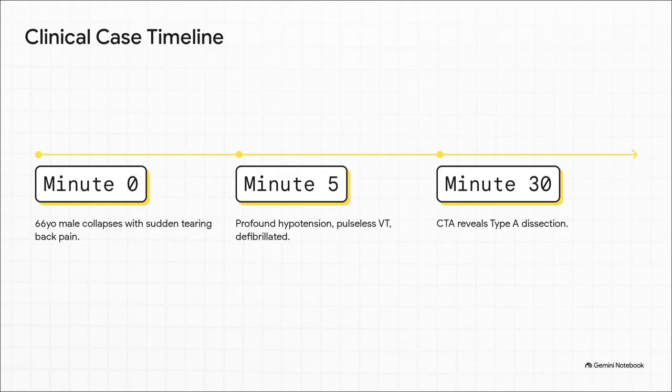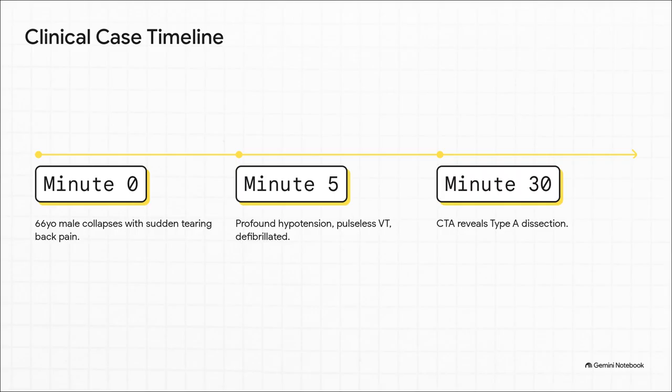Let's say, at minute 0, a 66-year-old male collapses with sudden, tearing mid-scapular back pain. By minute 5 in the ER, he has profound hypotension and slips into a brief episode of Pulseless VT. He's immediately given a high-energy unsynchronized shock, defibrillated, and stabilized. Fast forward to minute 30, and an emergent CT angiography reveals a Stanford type A dissection.